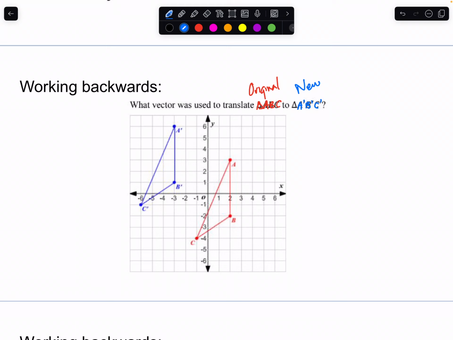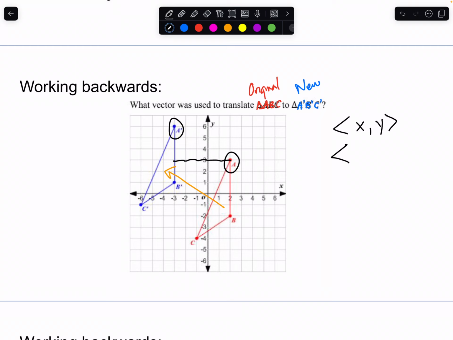So our goal here is to figure out what vector was used to translate the original image to our new image. What happened there? And all I really have to do is follow one of the points. So let's start with this point. Let's count point A to A prime. How did we get there? We went 1, 2, 3, 4, 5 units to the left. So in the x direction, remember this represents x and this represents y.